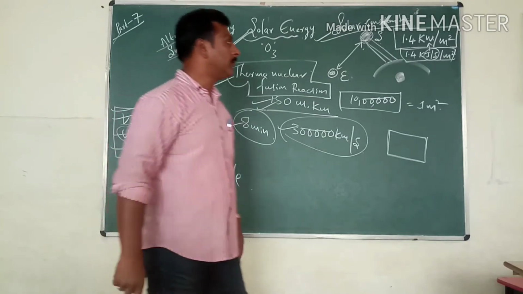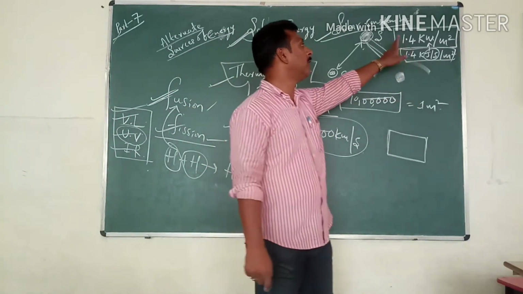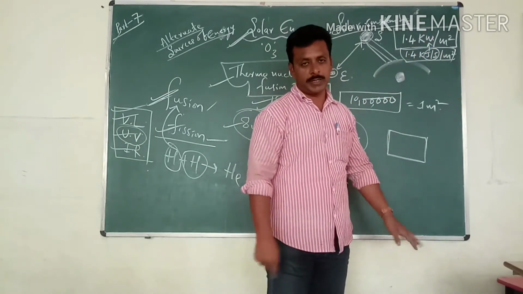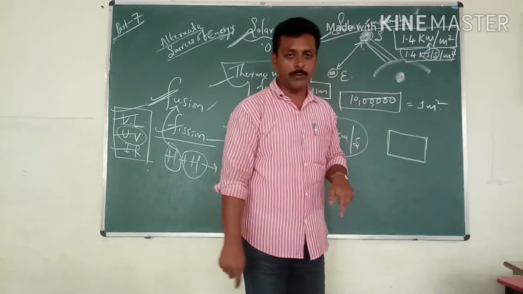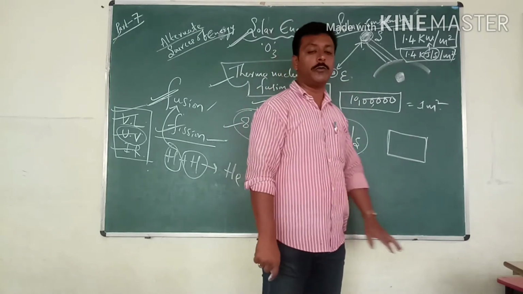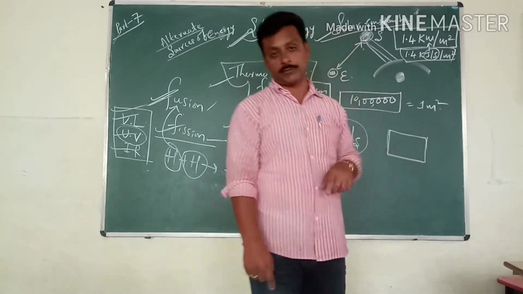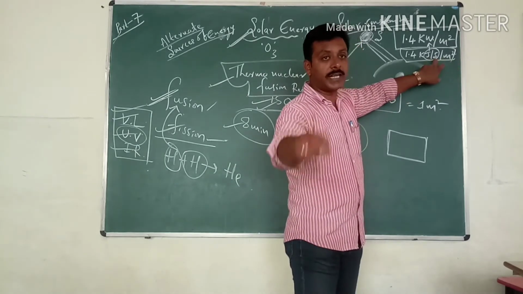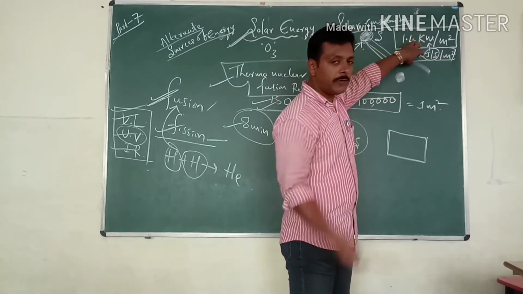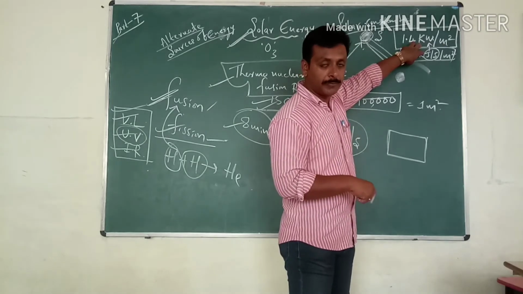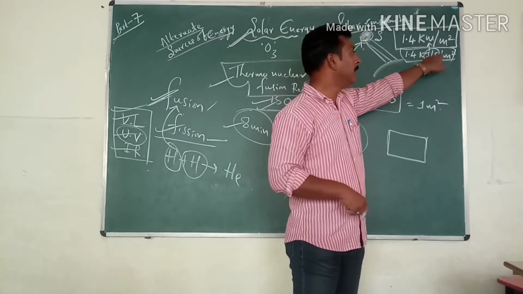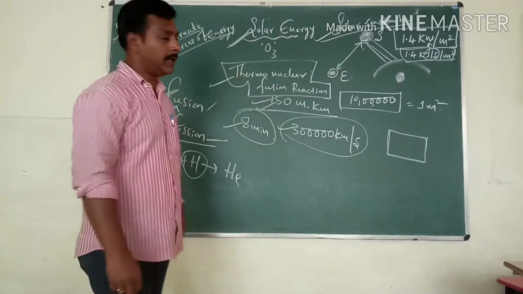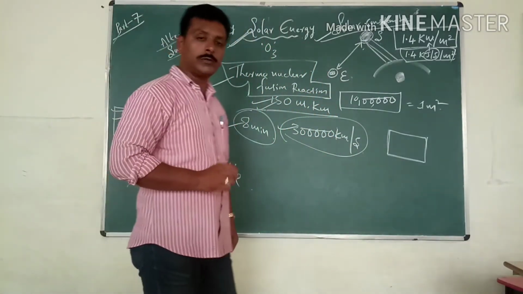What is the value of solar constant? That also they are asking. That is 1.4 kW, means kilowatt per meter square. Or in terms of joule, you can say 1.4 kilojoule per second per meter square. Meter square is what? Area. Per second is what? Time. This much of energy we are getting from the sun per second per unit area. Per unit time per unit area, that is called as a solar constant.